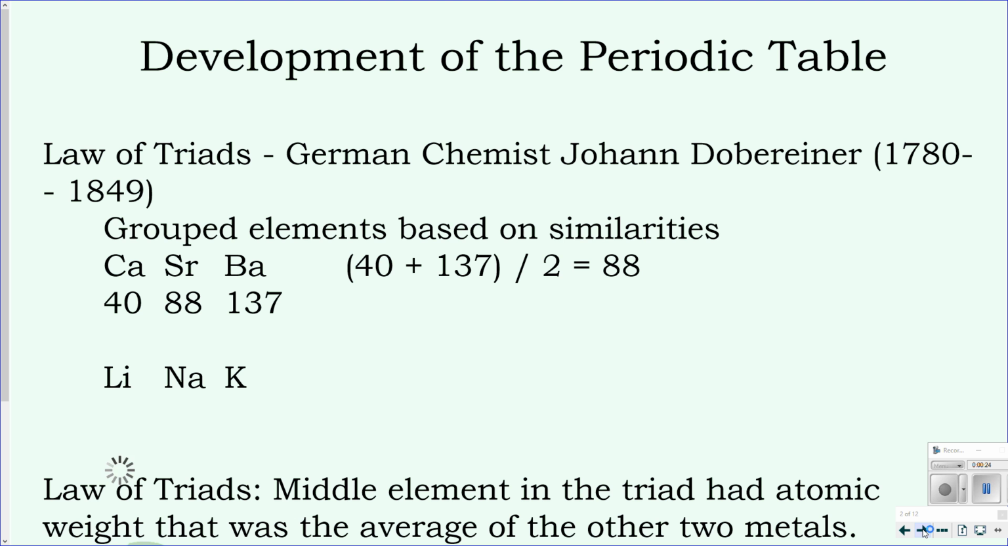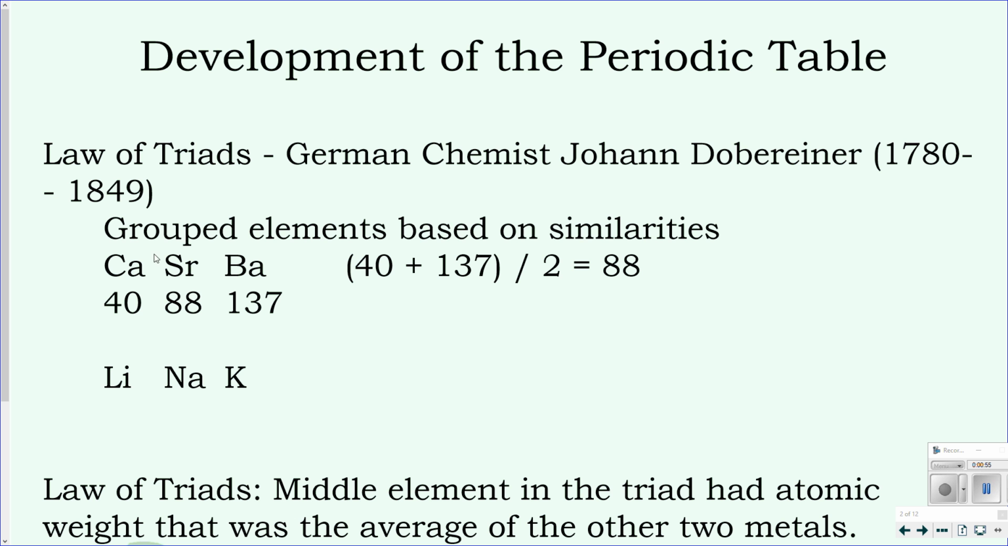Our first law is going to be the law of triads. This was calculated by a German chemist by the name of Johann Döbereiner. Basically what he did is he looked at a group of elements based on their similarities, in particular their mass. So calcium has the mass of 40, barium has the mass of 137, and strontium has the mass of 88.